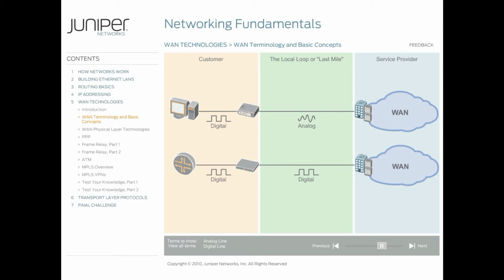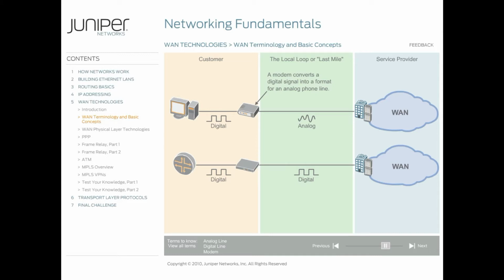As you probably know from your home computer, to send computer data over an analog phone line, you need a modem. A modem converts or modulates the digital signal into a format for the analog phone line. At the other end, a modem converts or demodulates the analog signal into the digital signal a computer understands. Analog phone lines are typically copper.